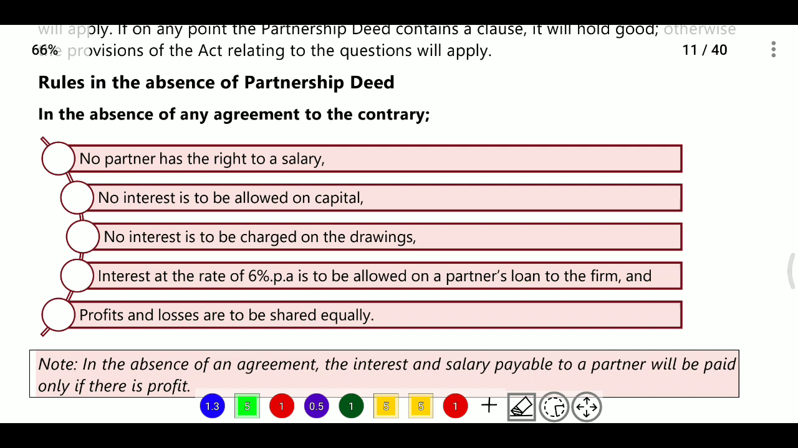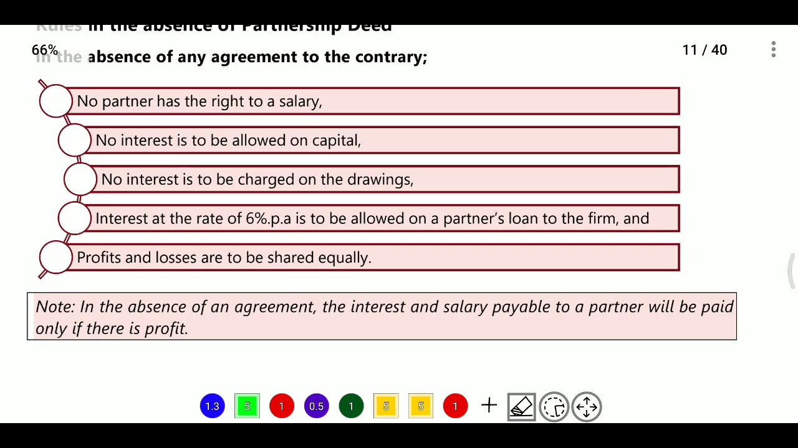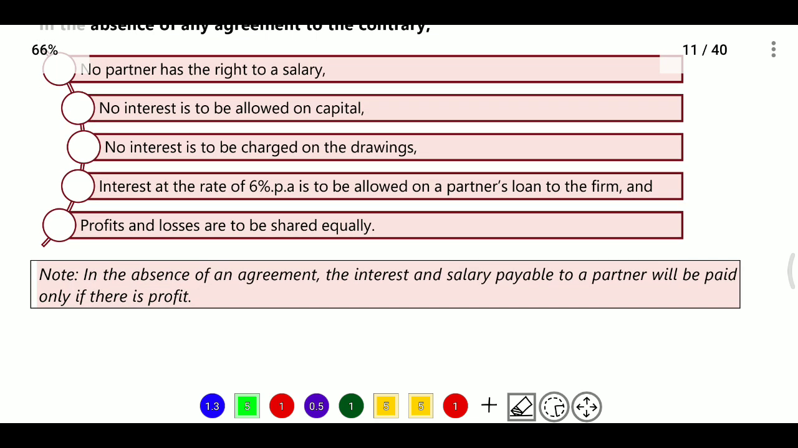Then, in the absence of a partnership deed, the provisions of the Indian Partnership Act 1932 apply, such as an equal profit sharing ratio. No interest on capital will be allowed, no salary to partners will be allowed, no interest on drawings will be allowed, but interest at the rate of 6% per annum is to be allowed on partners' loan to the firm.